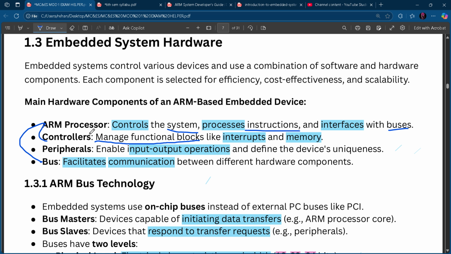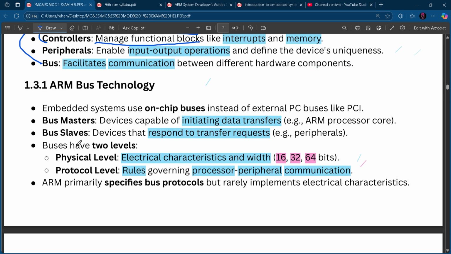The ARM processor is also a hardware component, right? And registers too. So register and ARM processor are linked with the bus. ARM bus technology: an embedded system uses on-chip buses instead of external PC buses like PCI. Now ARM bus technology has a bus master.